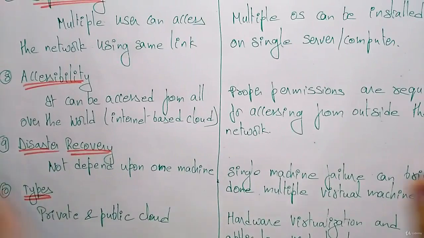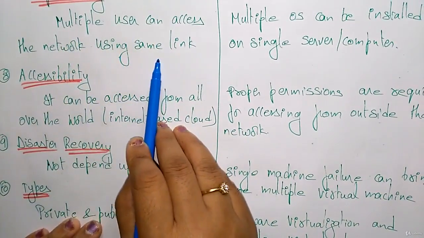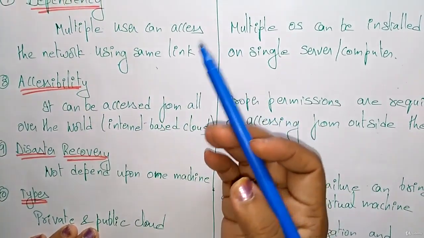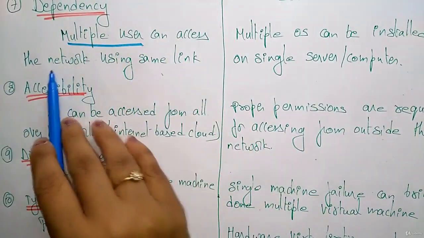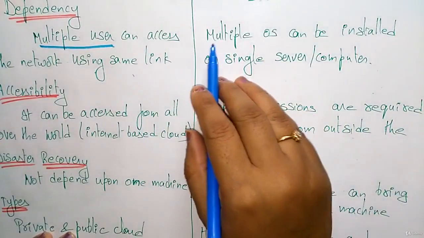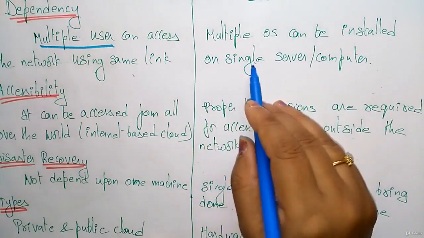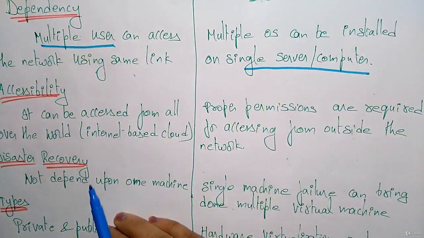Now let's see the dependency. In cloud computing, multiple users can access the network using the same link, so there is a dependency because multiple users access the network using only the same link. Whereas in virtualization, multiple operating systems can be installed on a single server computer.